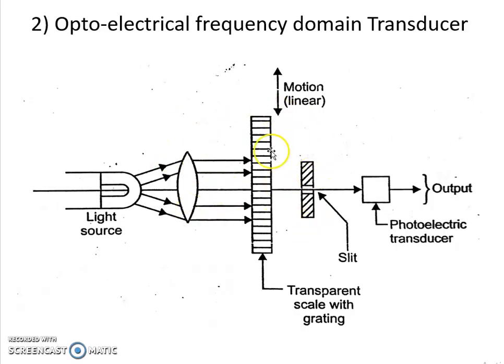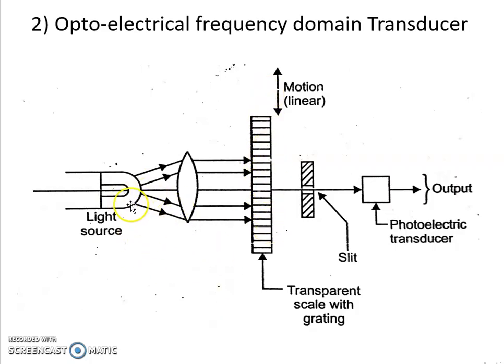So as shown in this figure, this optoelectrical frequency domain transducer consists of a transparent scale with a grating, and there is a slit arrangement. The width of this slit is equal to the pitch of grating in this transparent scale, and the object whose linear motion is to be measured is connected to this transparent scale. That means as that object moves linearly up and down, this transparent scale also moves up and down.